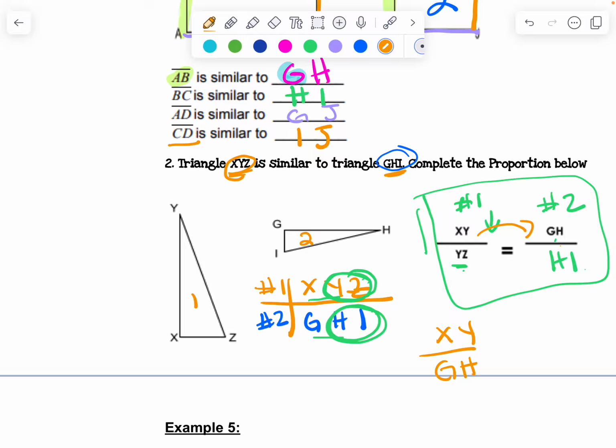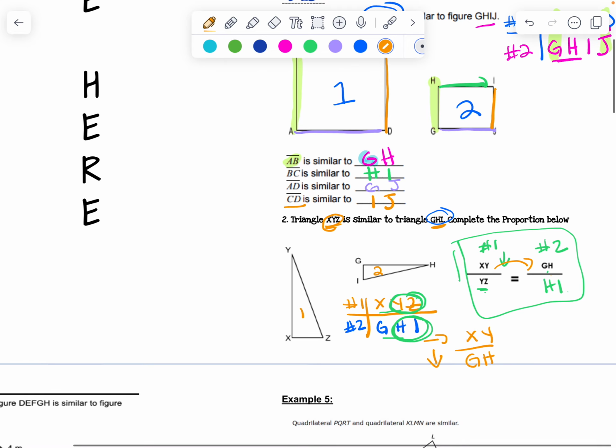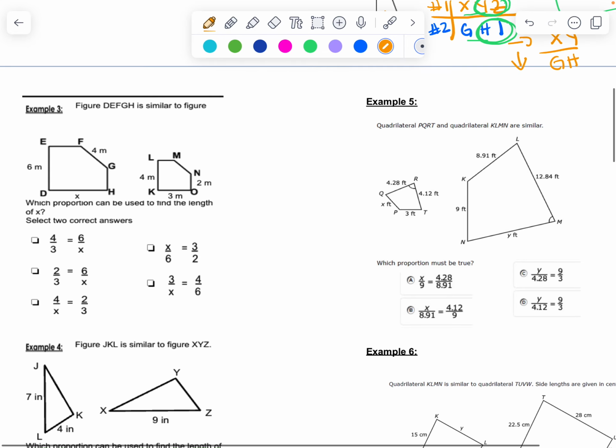So what does that mean? You can either have it going next to each other or down to the corresponding one, kind of like what it did here. And then it'll make more sense in a little bit when we do another one. Okay, so let's go to example 3.